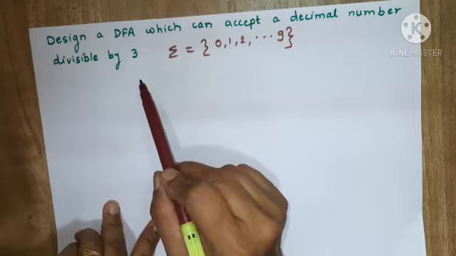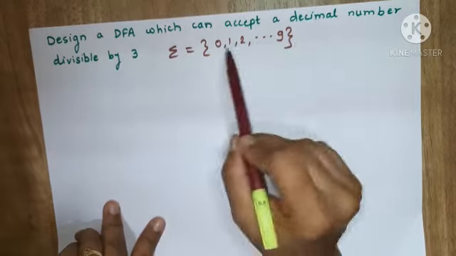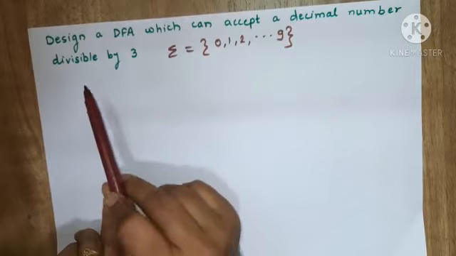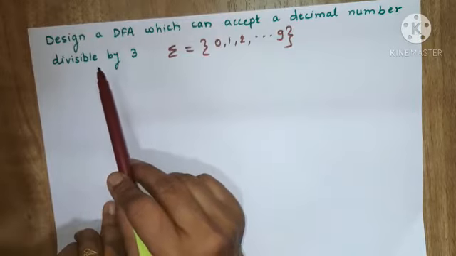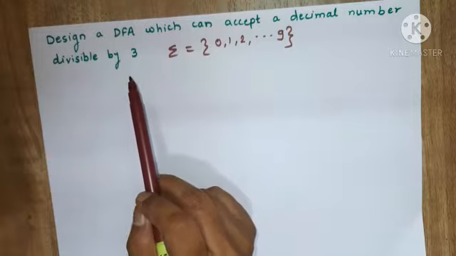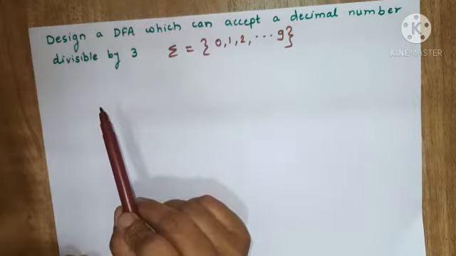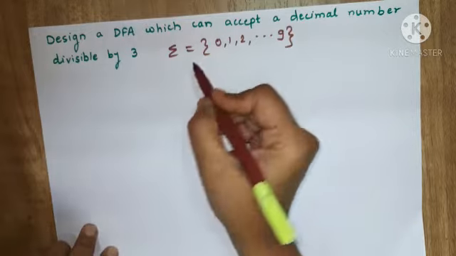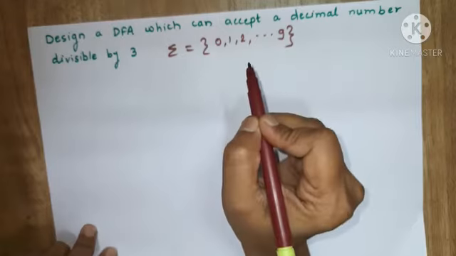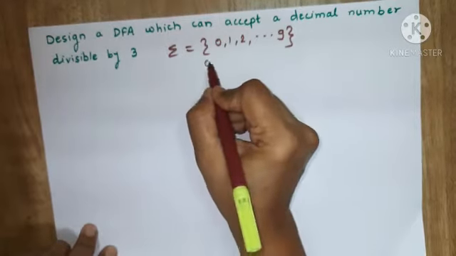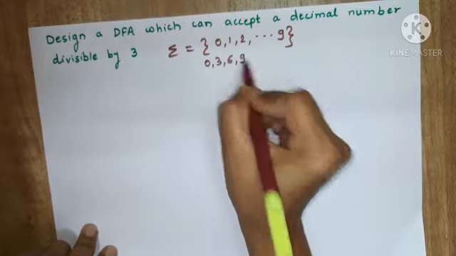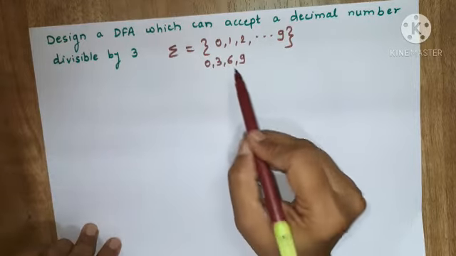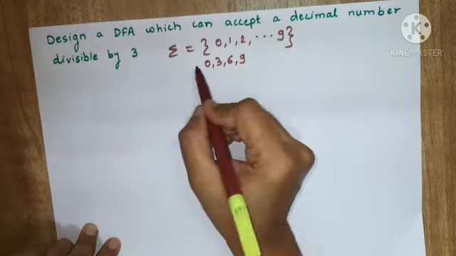Based on this, we can divide these decimal numbers into 3 groups. Because if I divide a decimal number by 3, I will get remainder either 0, which means the number is divisible by 3, or remainder 1, or remainder 2. So we will group it into 3 different parts. First, 0, 3, 6 and 9. If I divide these numbers by 3, I will get remainder 0. So I will make this one class.